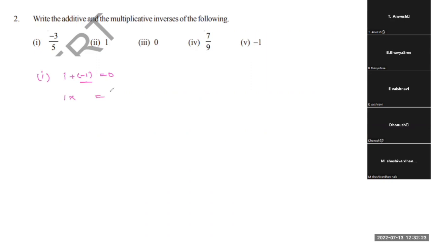What is multiplicative inverse? It is 1 only. By multiplying with 1 only, we get the product equal to 1. So that is the multiplicative inverse, while the other one is the additive inverse.